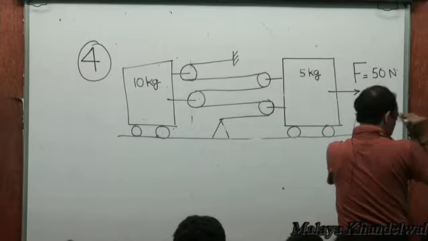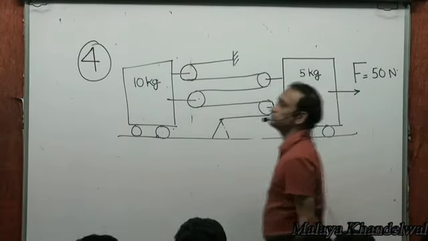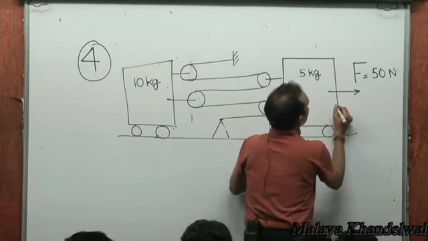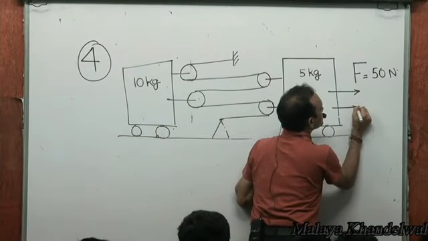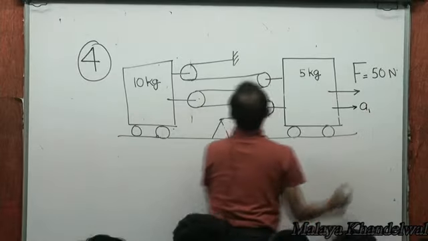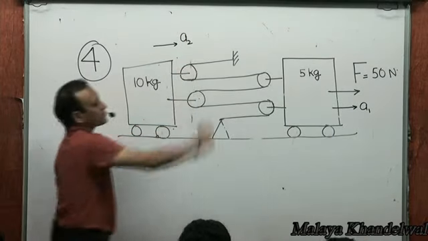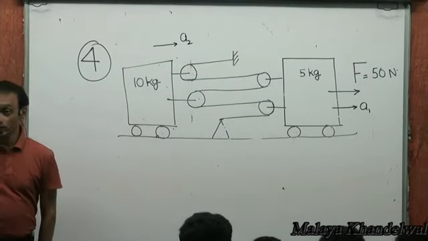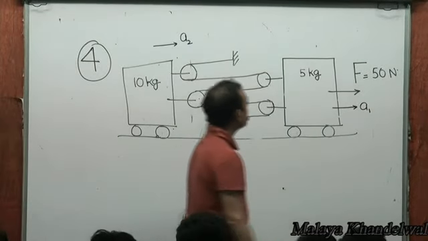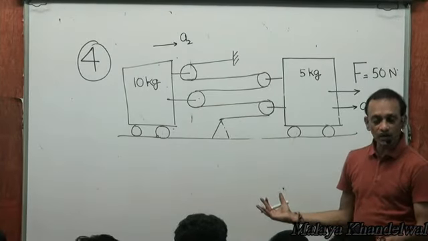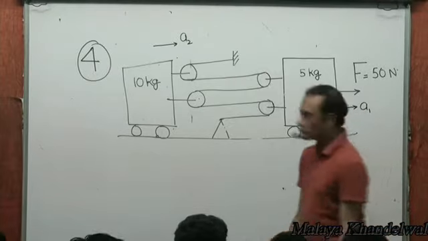Now, first things first. Say the acceleration of this mass is a1 meters per second squared and the acceleration of this mass is a2 meters per second squared. Right? Yeah, let's figure that out using string constraint. Otherwise, how would you know? Right?